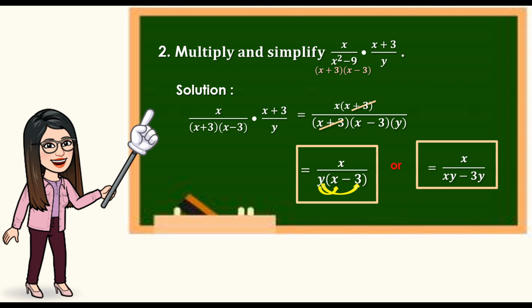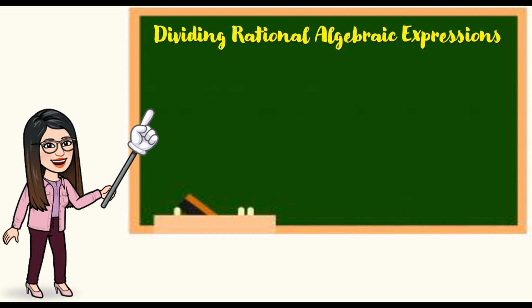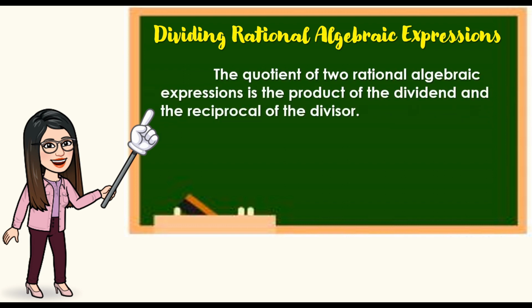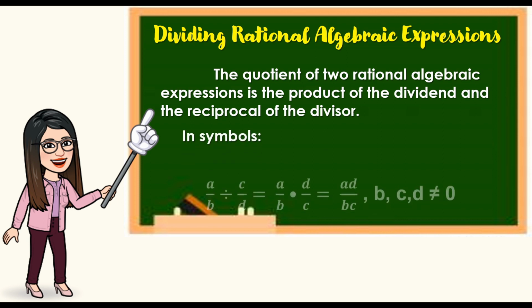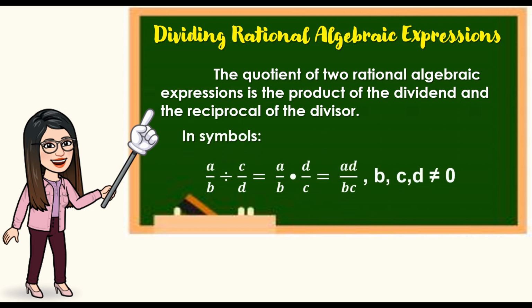Okay? So let's proceed with the second one, dividing rational algebraic expressions. The quotient of two rational algebraic expressions is the product of the dividend and the reciprocal of the divisor. In symbols, we have a over b divided by c over d is equal to a over b times d over c is equal to ad over bc, where b, c, and d are not equal to 0.